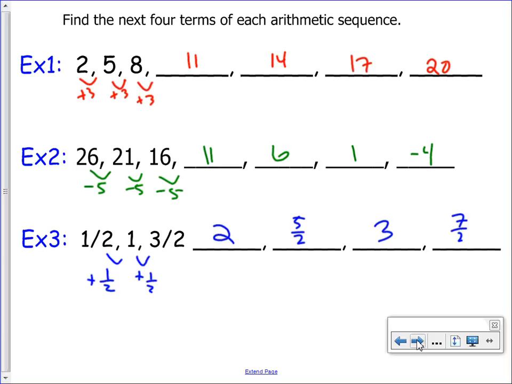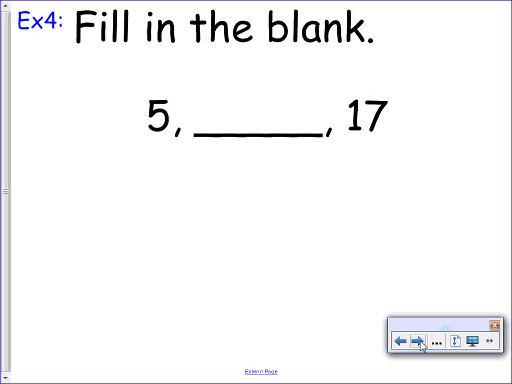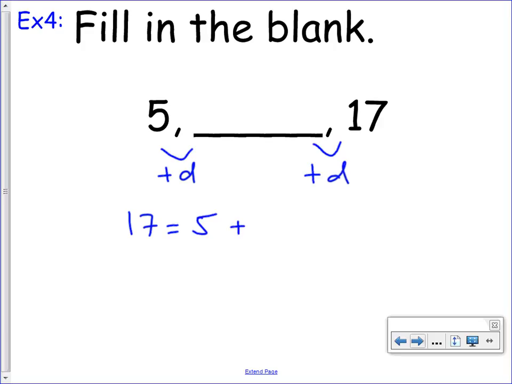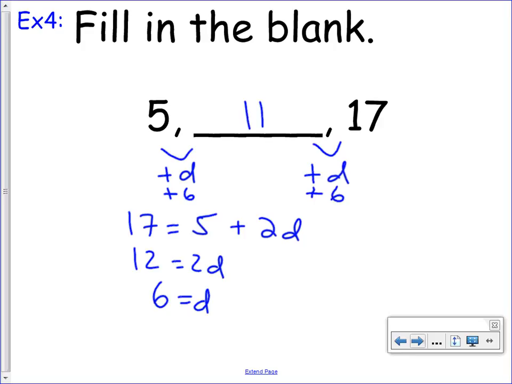Alright, this is leading us up to this formula. Here we go. Find the missing number. Assuming this is arithmetic, we had to add the same thing every time. So, to get to 17, we started at 5 and added 2 D's. Start at 5 and add 2 D's, you get 17. So 12 is equal to 2D, so D has to be 6. In other words, we're adding 6 every time. Let's check. 5 plus 6 is 11, plus 6 is 17.